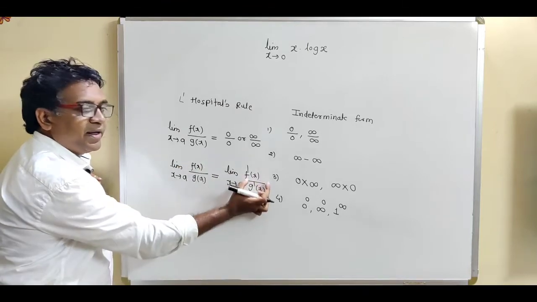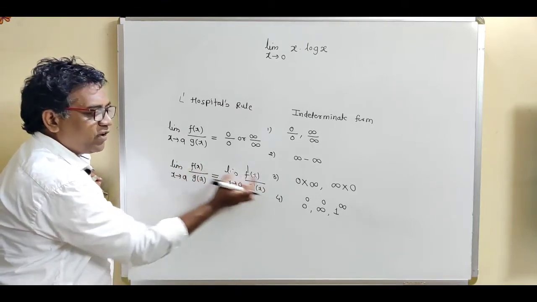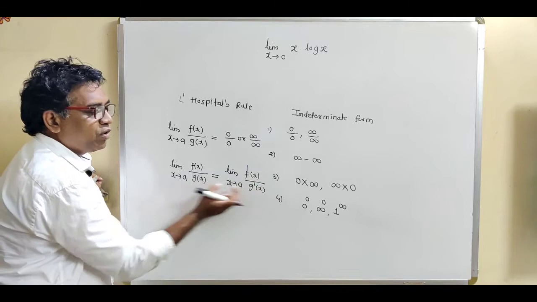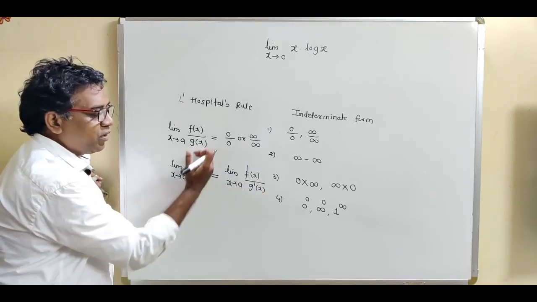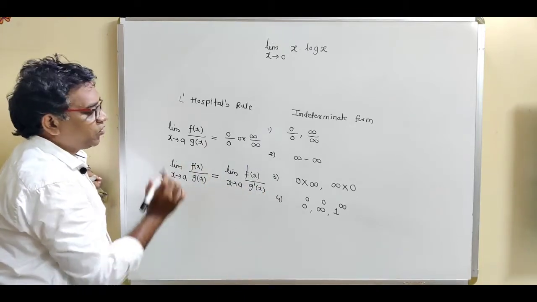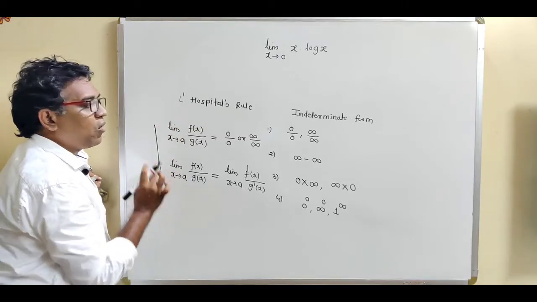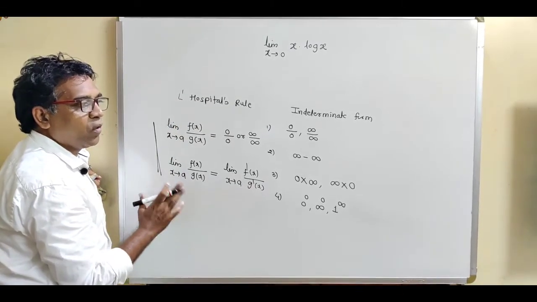Just take the separate derivative. Derivative of f(x), it is f dash x, and derivative of g(x), it is g dash x. Don't apply the u upon v rule. So this rule is called the L-Hospital rule or the L'Hopital rule.